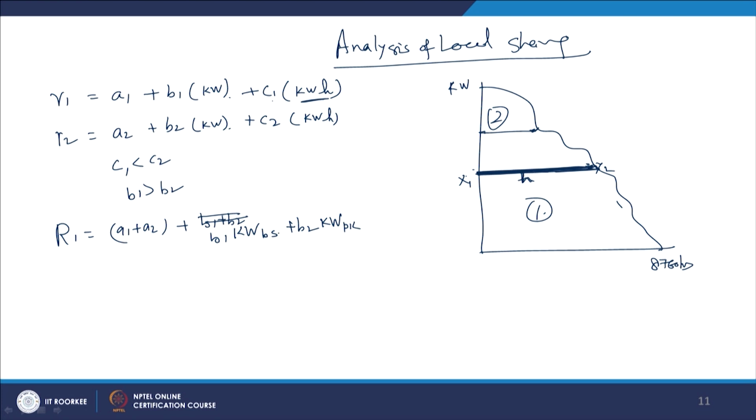So, B1 kilowatt base plus B2 kilowatt peak, right, plus C1 plus C2. Why am I taking area? This is kilowatt multiplied by, if you take the area of this, it will give kilowatt hours, right. So, area base load plus area C2 area peak. Now, this is the cost.